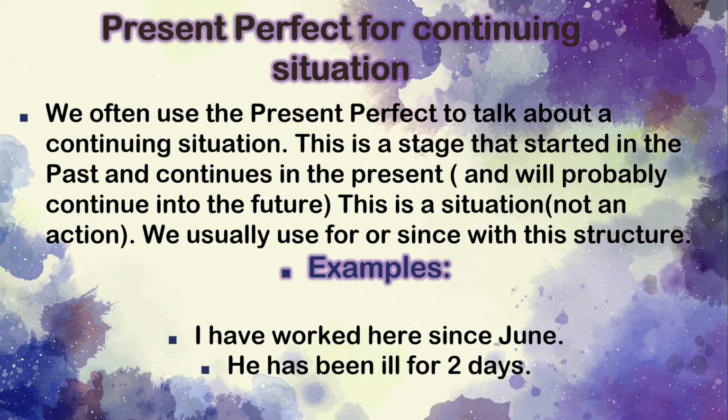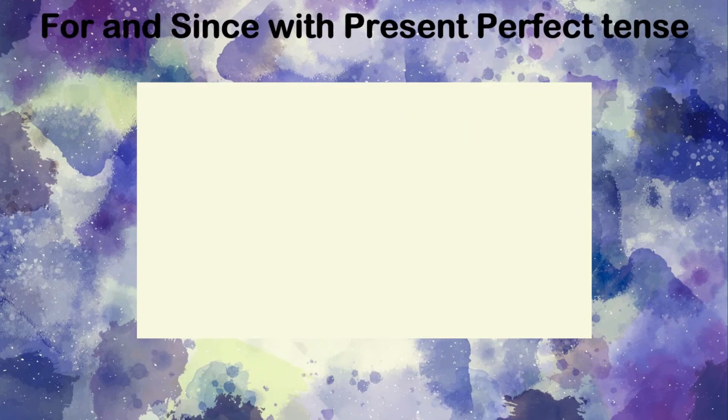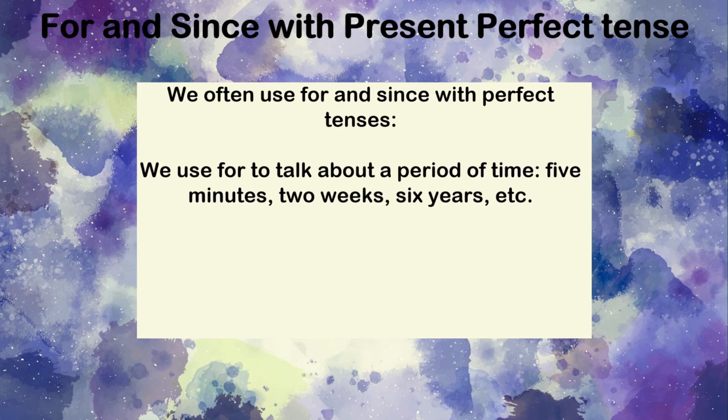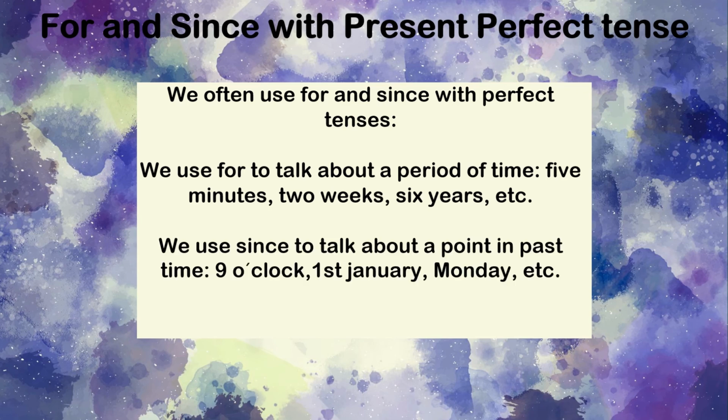Also, he has been ill for 2 days, right? So, with the present perfect tense, we often use for and since. We use for to talk about a period of time, right? 5 minutes, 2 weeks, 6 years, etc. We use since to talk about a point in past time. For example, 9 o'clock, 1st January, Monday, etc. Right? So those are some examples.